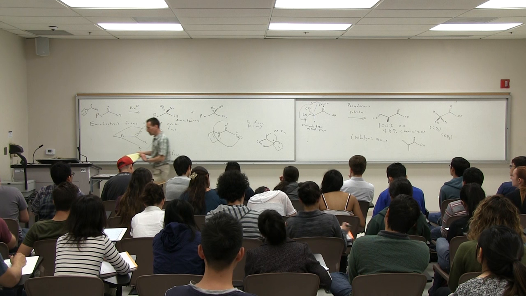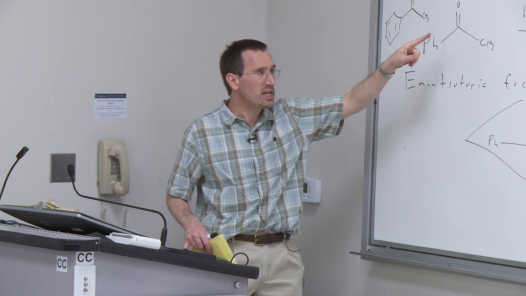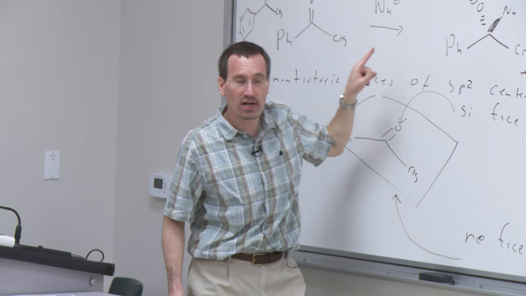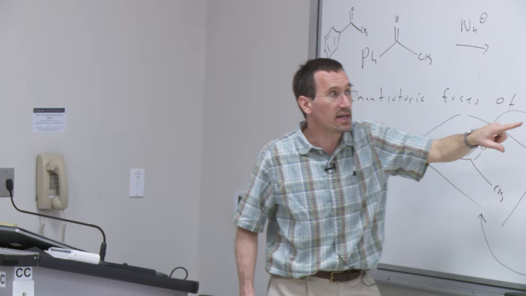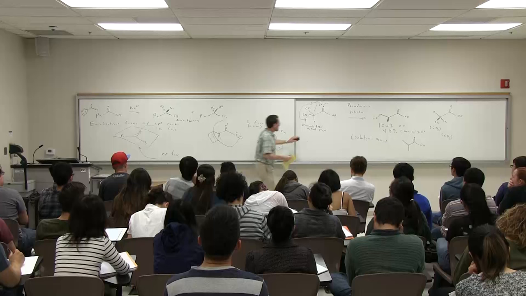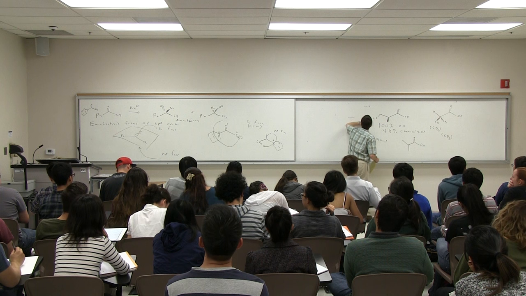All right. So what this means is that addition of the nucleophile to the Si face gives one enantiomer. Initial addition of the nucleophile to the Re face gives the other enantiomer. And that's a big and important concept. And where I want to go with that big and important concept is to some examples of the aldol reaction, which we'll play with today and in the next lecture.